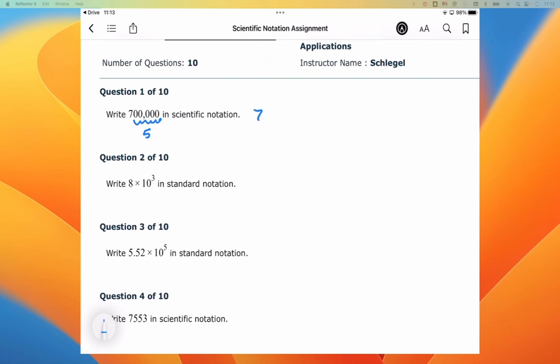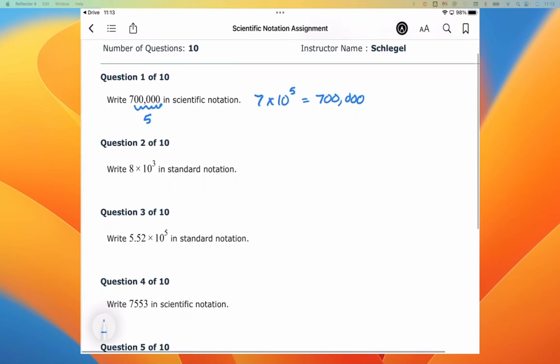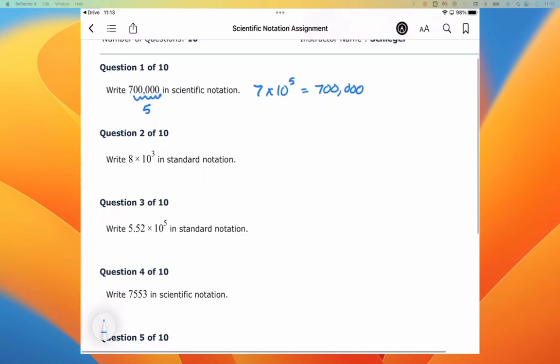And so what we're ending up with here is 7 in front of the decimal. And then scientific notation goes like this, times 10, and then to the number of places that we had to move the decimal. So in this case, 5. So it's important to understand that we're not changing anything. These two things are equivalent. 7 times 10 to the 5th is equal to 700,000. Just a different way of writing that same number.